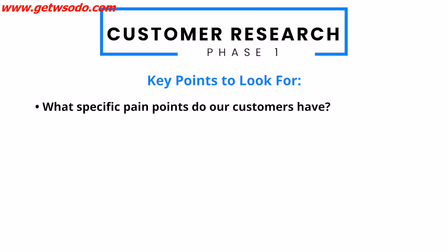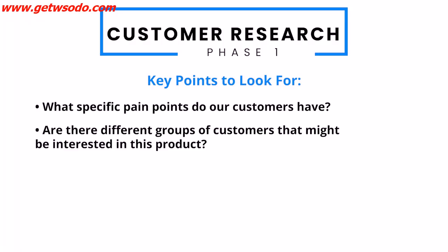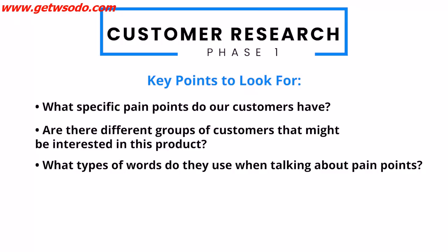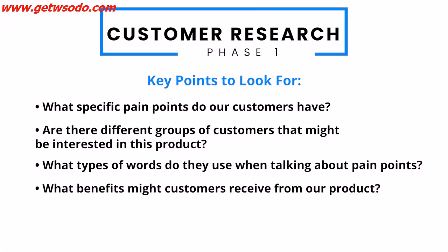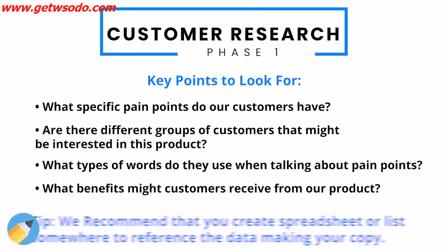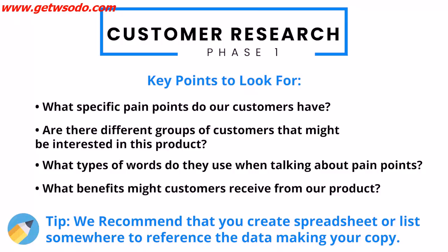There are a few key points that we'd like to focus on, which include: what specific pain points do our potential customers have? Are there different groups of customers that might be interested in this product? What types of words and phrases do they use when talking about their pain points? What benefits might customers receive from our product? Now, while doing this research, we recommend that you create a spreadsheet or physical list somewhere, as you'll be referencing the data when making your copy in the next phase.